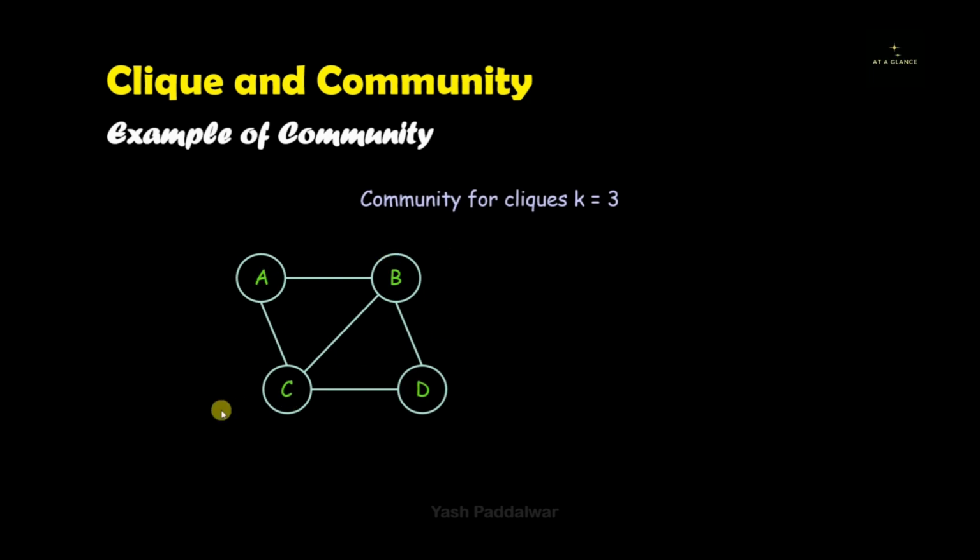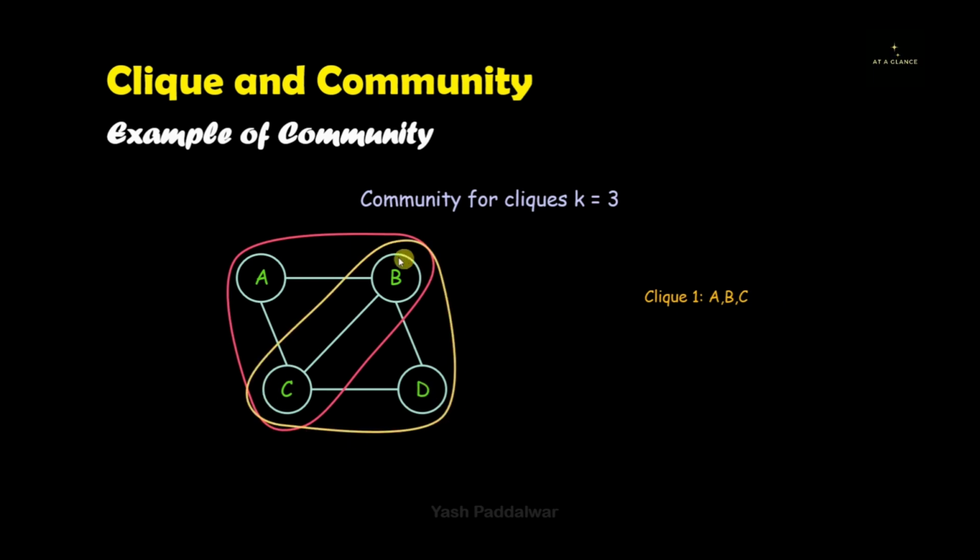Here we can see a graph containing 4 nodes A, B, C and D. By looking at the graph you can see that there are 2 cliques. First is A, B, C, because all the nodes A, B and C are interconnected directly with each and every other node in the network. Second clique is B, C, D, because all the nodes are directly interconnected with each other.